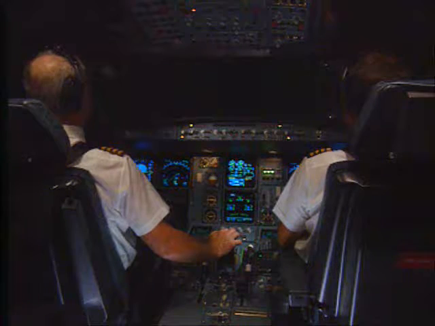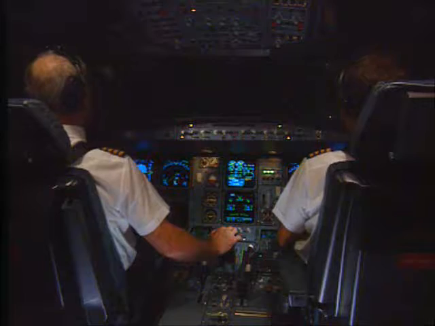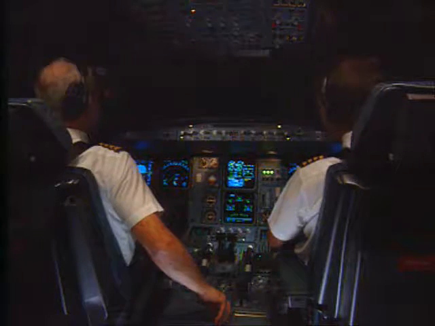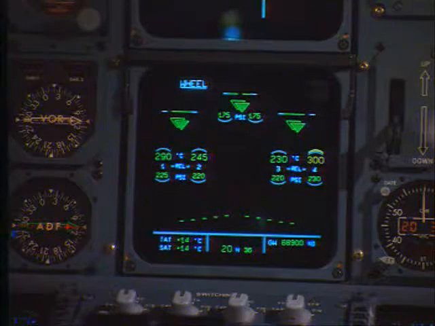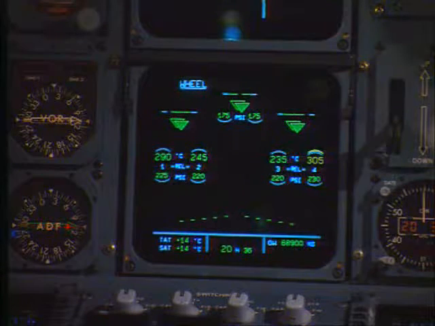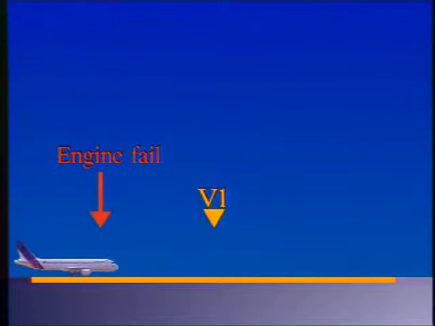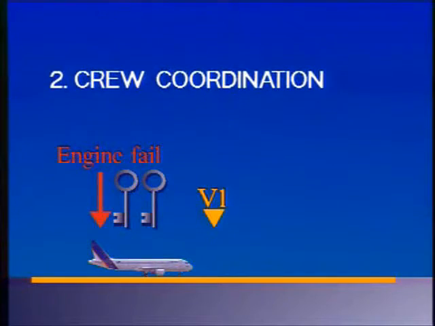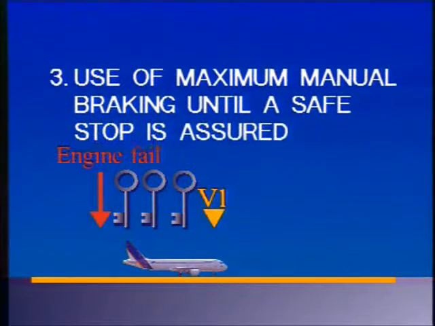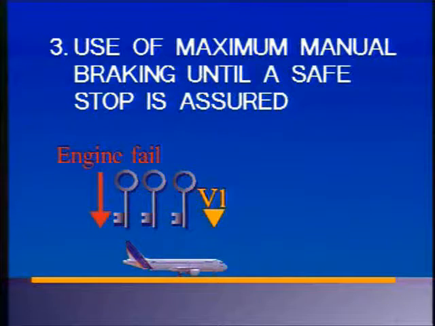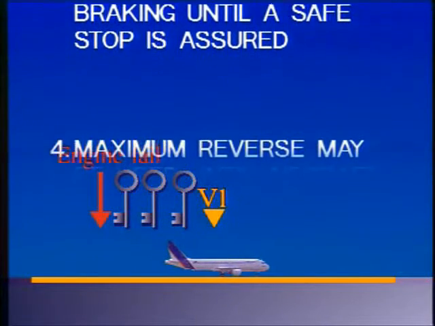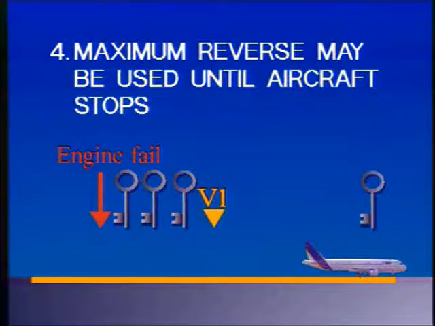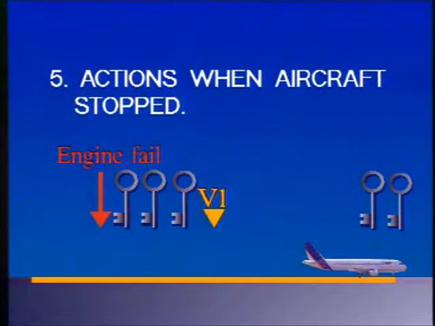Fox Tango, roger. Once the aircraft is brought to a stop, the captain orders any appropriate ECAM drills, in this case relating to the engine failure. Also important are considerations regarding brake temperatures and the risk of brake fire. Key points. 1. Prompt failure recognition. 2. Good crew coordination. 3. Use of maximum manual braking until a safe stop is assured. 4. Again, reverse thrust may be used until the aircraft stops if necessary. 5. Actions when the aircraft is stopped.